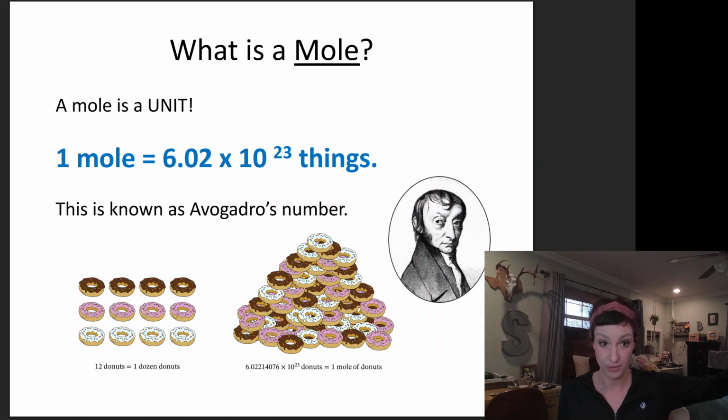This is a ginormous number. It's known as Avogadro's number because this super famous scientist guy named Avogadro determined this number, this counting unit that allows us to count teeny tiny things in chemistry. So whereas I would have a dozen donuts, we know that would be 12. If I had a mole of donuts, y'all, that would be 6.02 times 10 to the 23rd. And I know you see a pile of donuts, you're like, wow, that's a lot of donuts. But no, this is not a great picture representation of really how big a mole is.